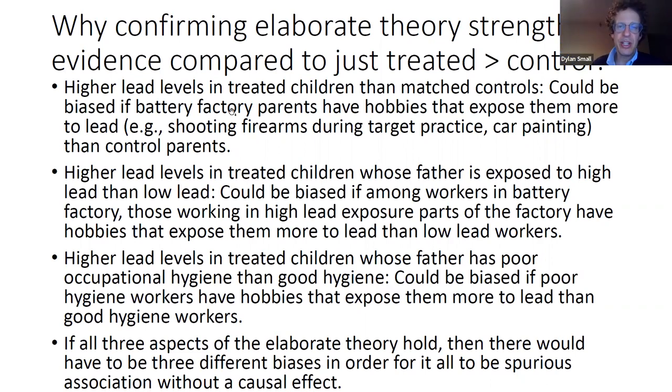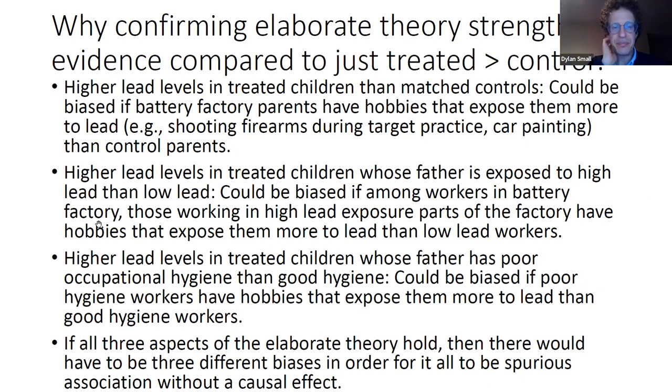Now the comparison of the children whose father worked in the high lead part of the factory and the low lead part could also be biased if the fathers who work in the high lead part have these more lead exposing hobbies like shooting firearms during target practice and car painting. But it's a different bias than the first bias. The first bias is comparing ones who worked in the battery factory with ones who didn't. The second is ones who worked in the high exposure part of the battery factory with the low exposure part.